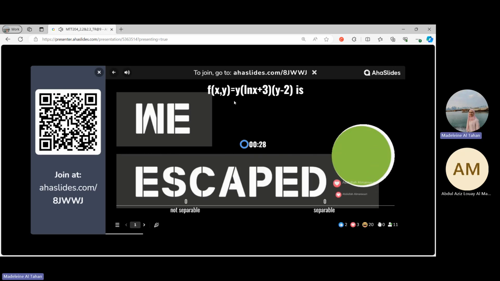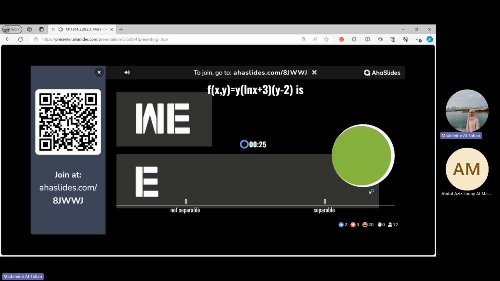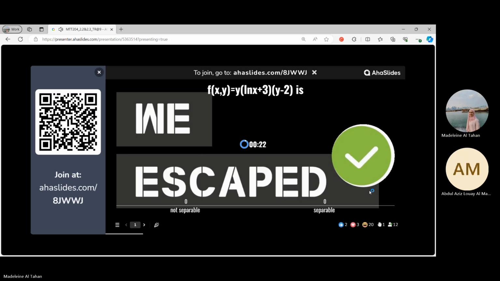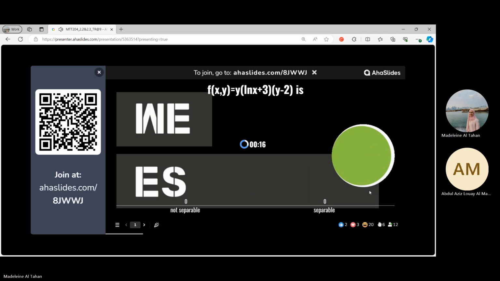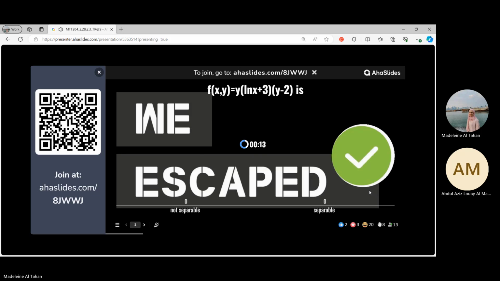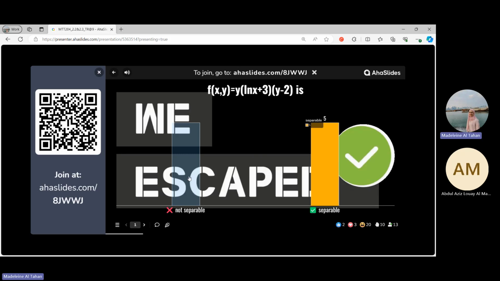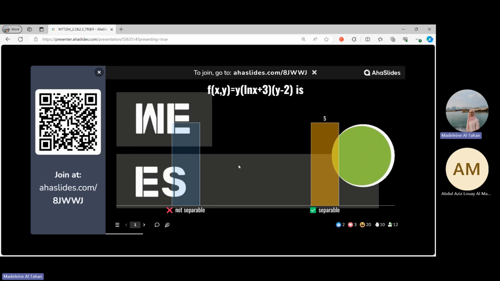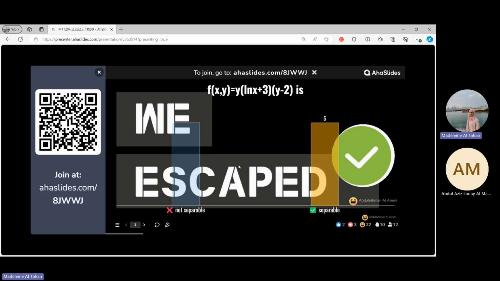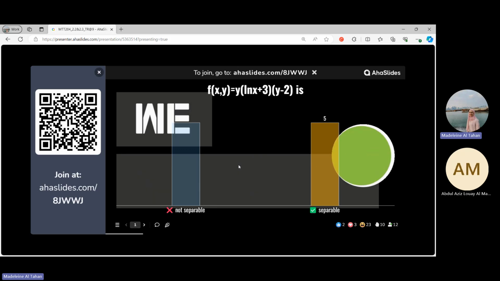View this one. Okay, this function, is it separable or not separable? Okay, perfect. Why isn't it separable? If you look at this function, y with y minus 2, multiplication, this is g of y, and h of x is ln x plus 3, right? So we are separating x alone and y alone.